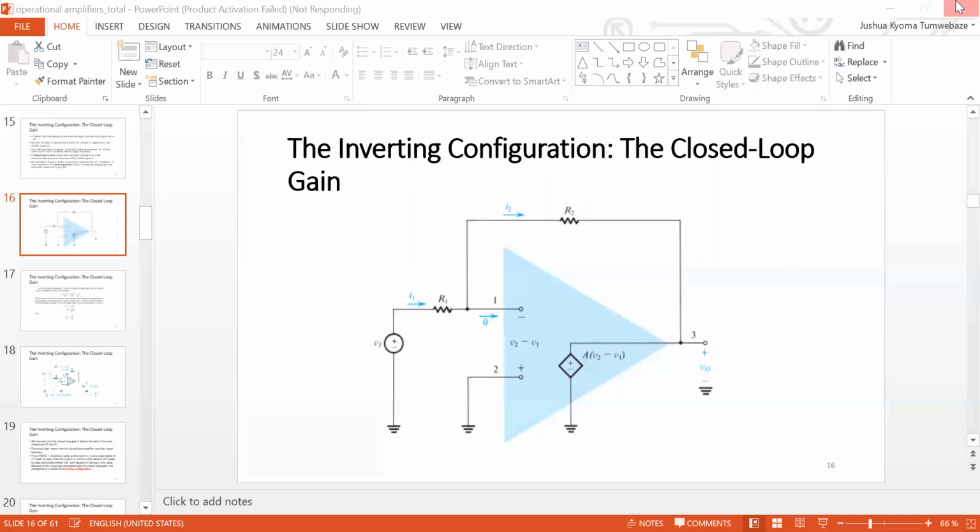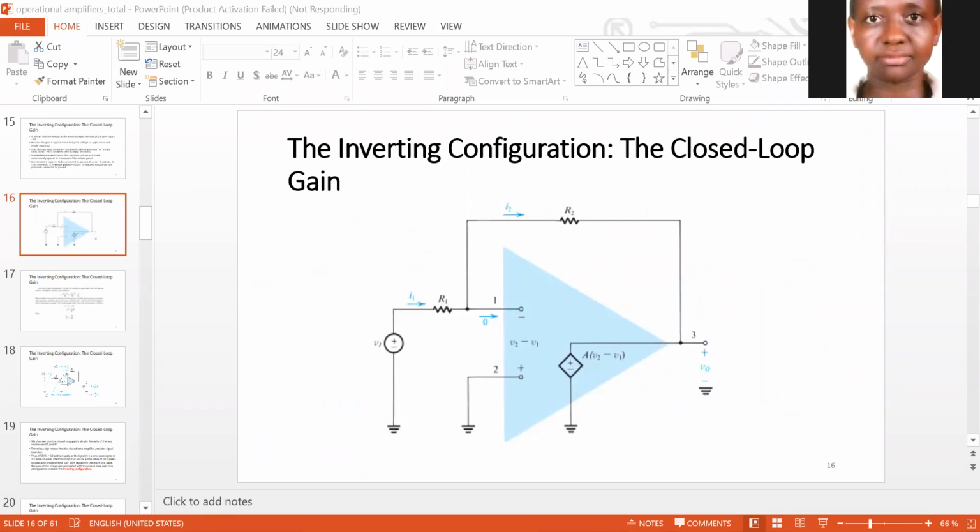We also saw that if you want to use the op-amp to achieve some of these applications, then you have to close the loop. And how do we close the loop? We apply a resistor R2 between the output terminal and the input terminal. R2 is referred to as a feedback resistor, connecting the input and output terminals.